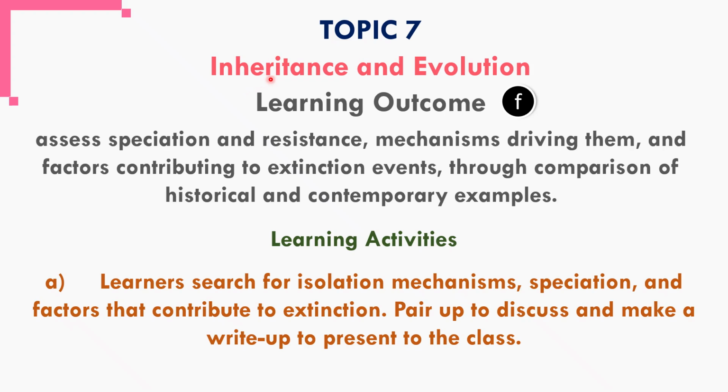Thank you very much for participating in Inheritance and Evolution. We have been looking at Learning Outcome F: assess speciation and resistance, mechanisms driving them, and factors contributing to extinction events through comparison of historical and contemporary examples. Our learning activity has been A: learners search for isolation mechanisms, speciation, and factors that contribute to extinction. Pair up to discuss and make a write-up to present to the class.